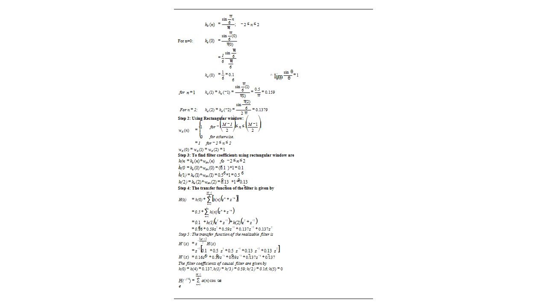So that is z power minus 2 multiplied with the above h of z value. So we will get the h dash of z answer. The filter coefficients of the causal filter are given by h of 0 is equal to h of 4 is equal to this value. So that is h of e power j omega is equal to summation n equal to 0 to m minus 1 by 2 a of n cos omega n.